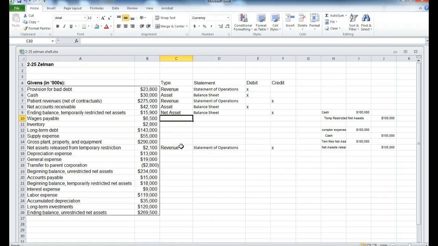All right, let's go back up here. Wages payable. What type of account is that? So that would be a liability. It would be on the balance sheet and would be a credit balance. Inventory is an asset. It's on the balance sheet. It would be a debit balance. Long-term debt is a liability. Be on the balance sheet, would be a credit balance. Salary expense. So remember, anytime we see expense, that would be an expense.